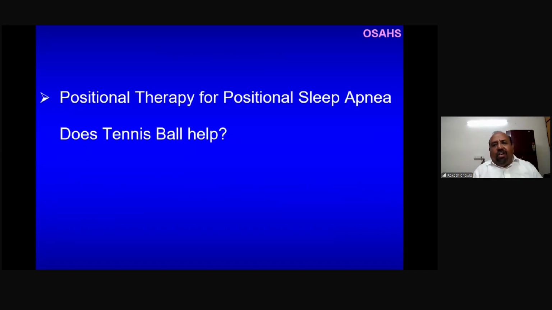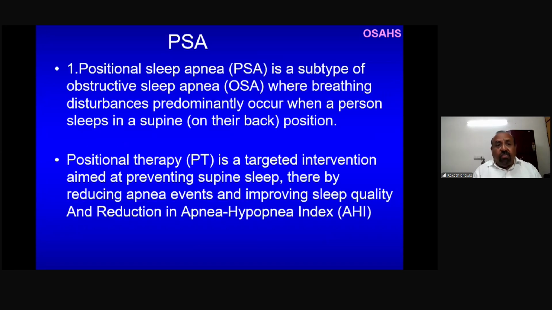Now comes the positional sleep apnea. Does tennis ball help? Positional sleep apnea is a subtype of obstructive sleep apnea. It's a phenotype of OSA. There is a targeted intervention aimed at preventing the supine sleep. You get maximum events when the patient is supine. The moment it changes to the left lateral position or the right lateral position, that reduces the apnea events.